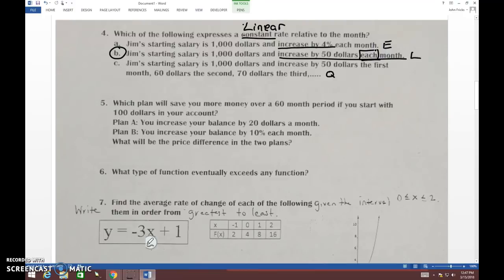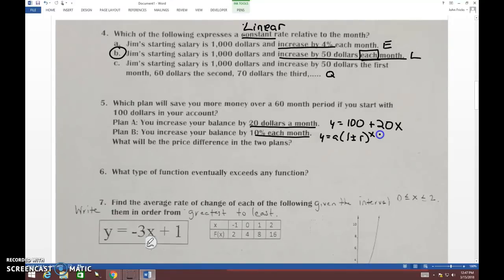In number 5, we have: which plan will you save more money over the 60-month period if you start with $100 in your account? So we're going to have to set up 2 equations. We already are starting off with $100 in our account, and in this one it says that we increase our balance by $20 a month. So we're just adding $20 for every month. In the second one it says you increase your balance by 10% each year. Now this requires us to use the formula y equals a, parentheses, 1 plus or minus r, to the x power, since we're dealing with percentages.